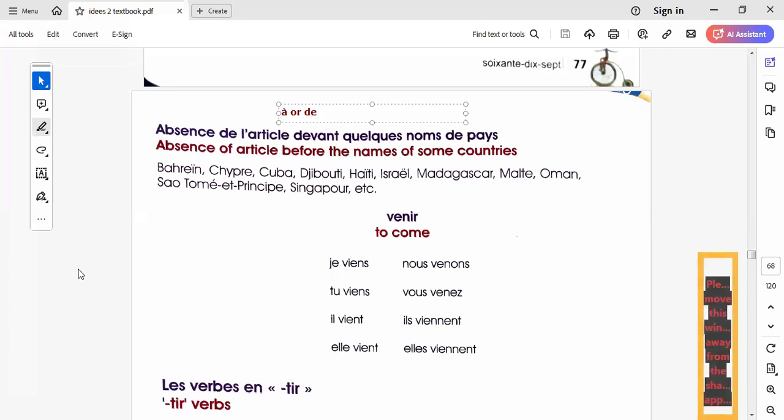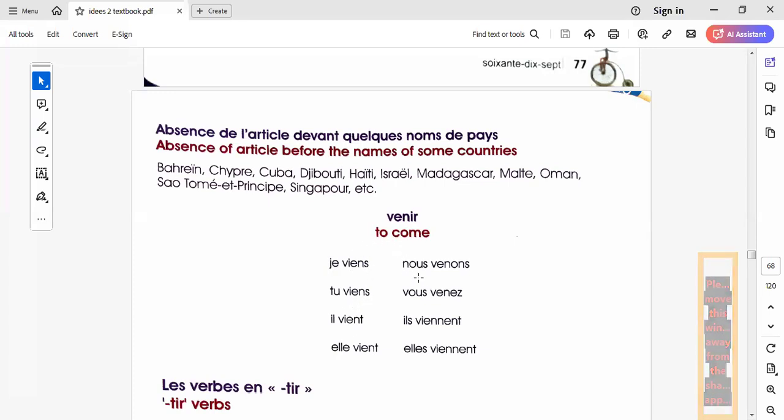Next is the verb venir. Venir means to come. Je viens, tu viens, il vient, elle vient. Pay attention to the spellings. In the infinitive form, we have V-E-N-I-R. But here we have V-I-E-N-S, V-I-E-N-S, V-I-E-N-T.